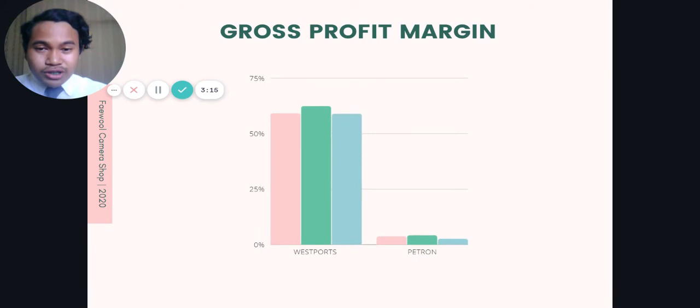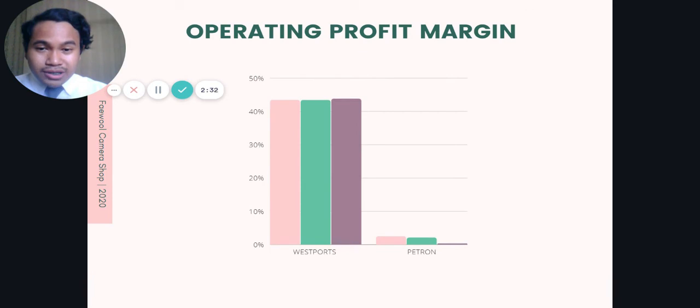Next, move on to the next ratio, which is gross profit margin. The gross profit margin ratio is used in order to determine the efficiency of these two companies. A higher ratio is good because it indicates the company is more efficient. As you can see, Westport Berhad has a higher ratio compared to Petron. So it's good for Westport because it shows that they are more efficient in the three different years compared to Petron, which is not efficient in these three years. It is a bad thing for them and they have to do something in order to become like Westport Berhad.